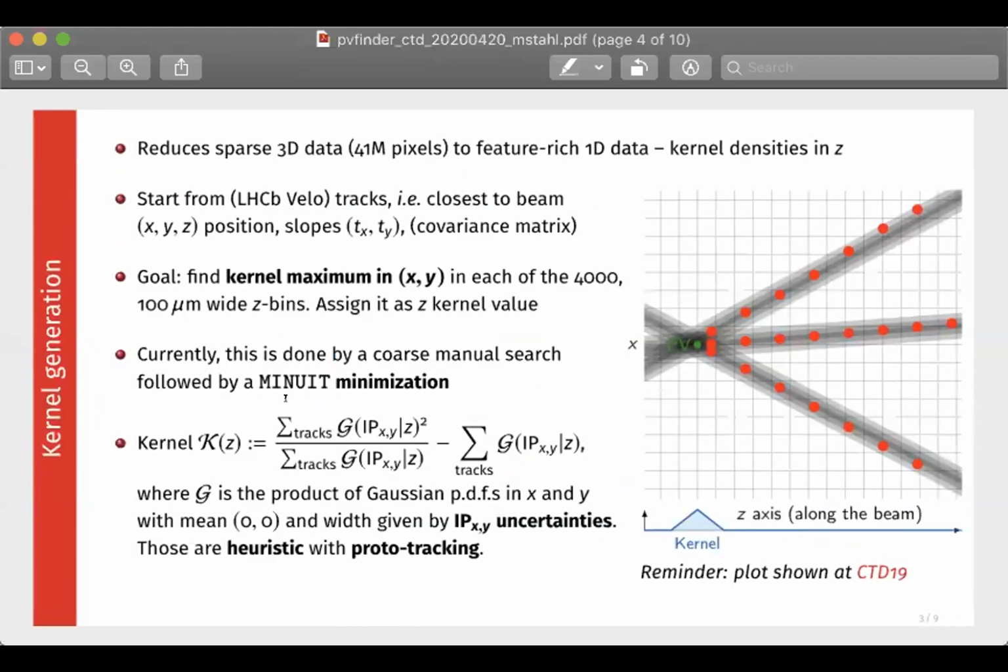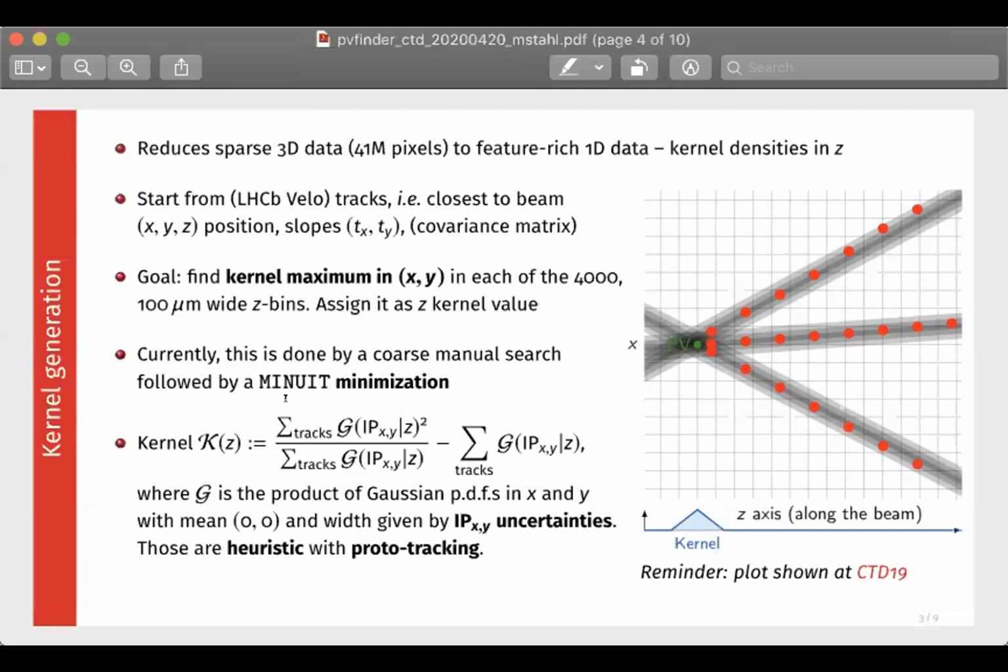So the first step after the tracking, where we can actually use the production tracking if we deploy this in the LHCb HLT, is the kernel generation. The kernel generation reduces the sparse three-dimensional data that we have from the vertex locator, which has about 41 million pixels, to a very feature-rich one-dimensional data. So the goal is to find kernel maxima in X and Y in each of the 4,000 bins in this histogram and assign this as a Z kernel value. So you can see in the plot on the right that we have the hits, and then we have sort of Gaussian tubes around these hits, and where these tracks cluster, there we have a spike in the kernel.